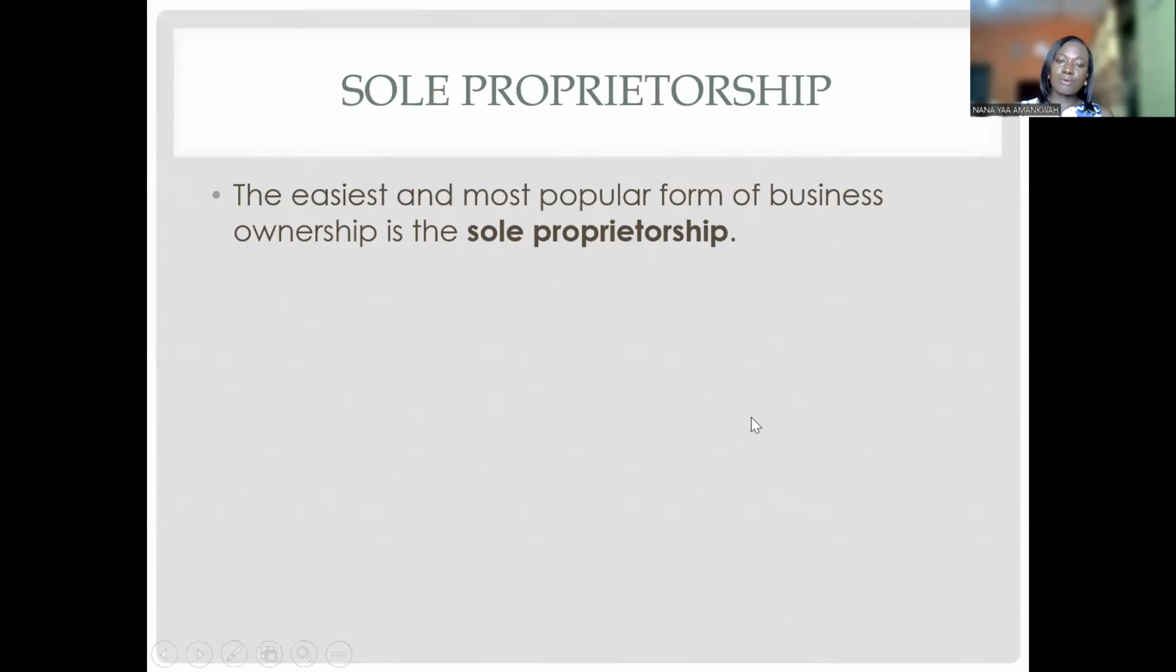Great. So in a sole proprietorship, I'm sure you've heard this word more than 1,000 times in your life. And most of us are familiar with the concept because sole just stands for one. So when you say sole proprietorship, what it means is that it's just one person that owns the particular business in question. And it's actually very easy to set up.